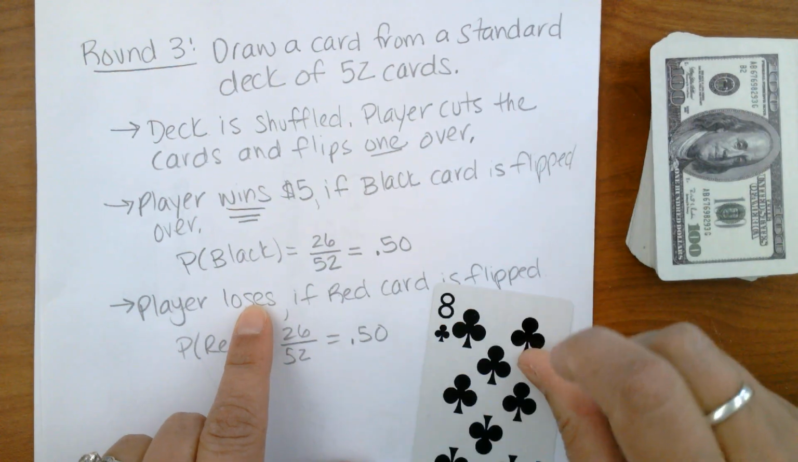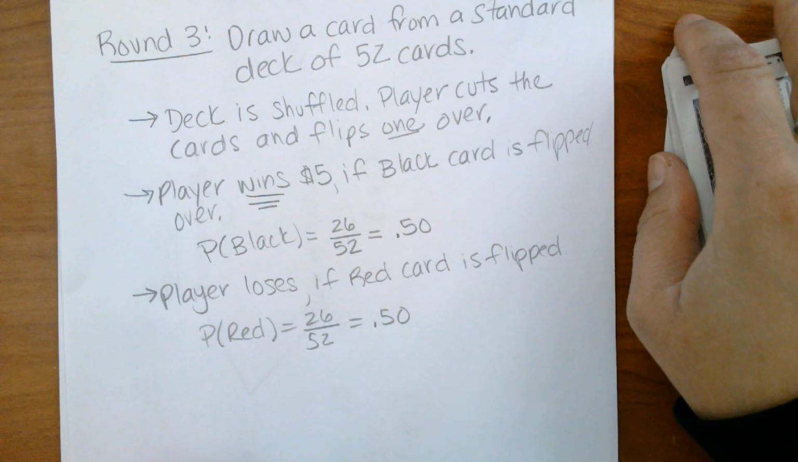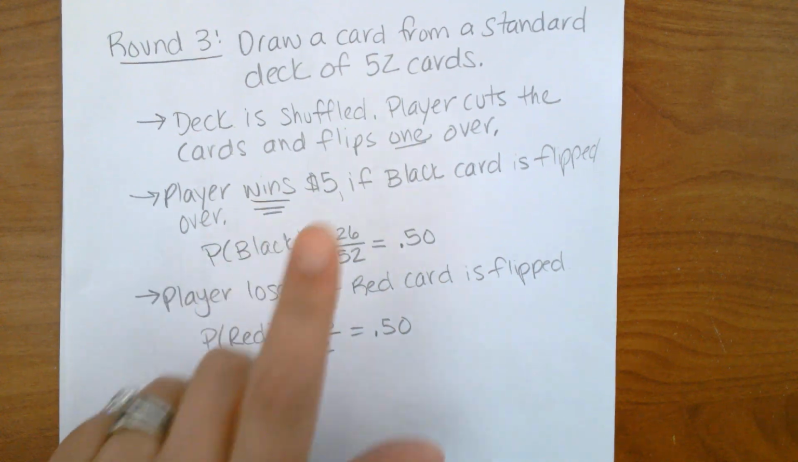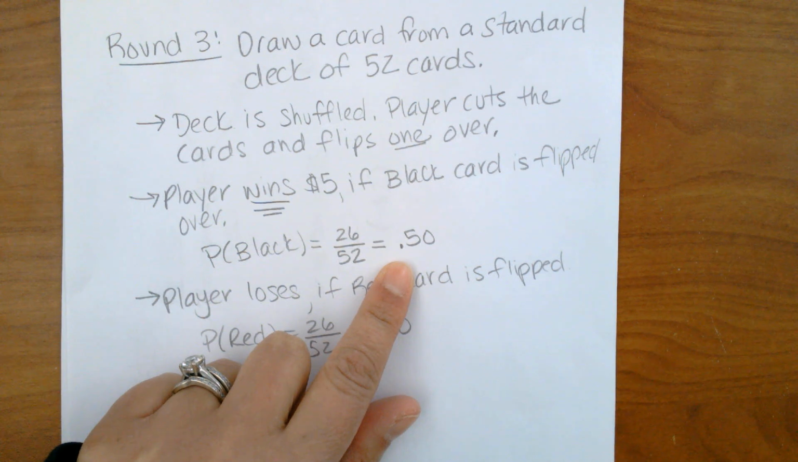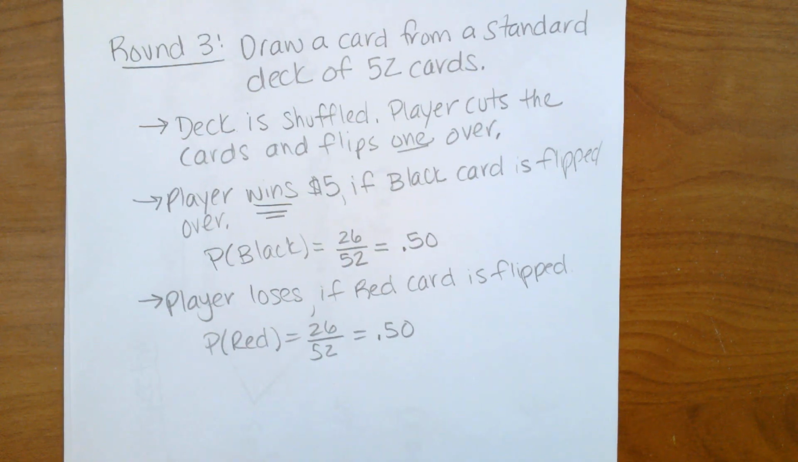So let's see. Yay! So I would win $5. If the card is red, then the player loses. They could replay. Again, it's another $2. So black, 26 cards out of the standard deck of 52 is 0.50, so 50% chance. Loses, 50% chance to lose. Okay, so those are the rules of my game.